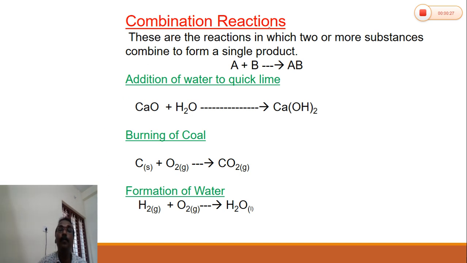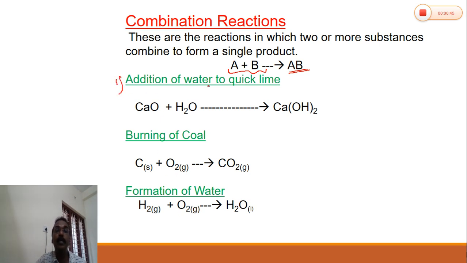Now, the first one, combination reactions. These are the reactions in which two or more substances combine to form a single product. That is, A plus B gives AB. Here A and B are reactants, and AB is the product. These are three examples of combination reactions.